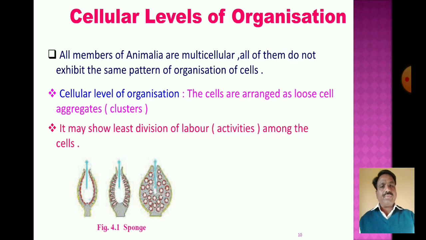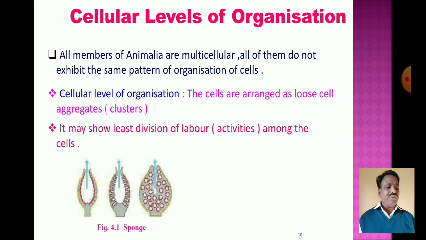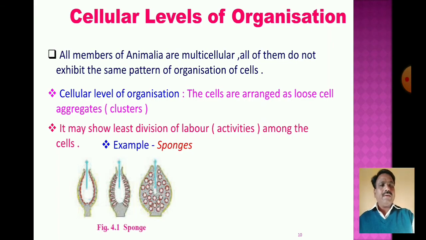It is found in the Porifera, and with this minimal division of labor among the cells, the cells are arranged as loose cells. This type of cellular organization is shown by the sponges. It is found in the Porifera. So the example is the sponges.